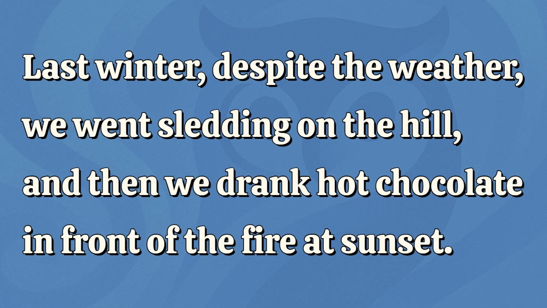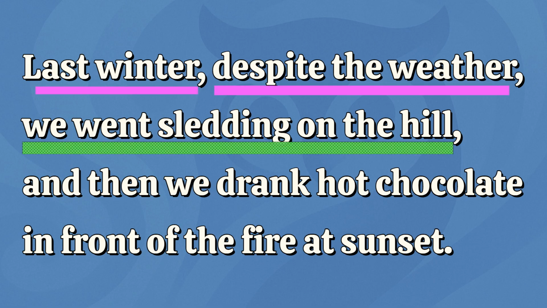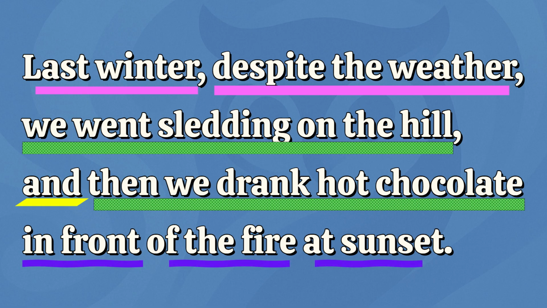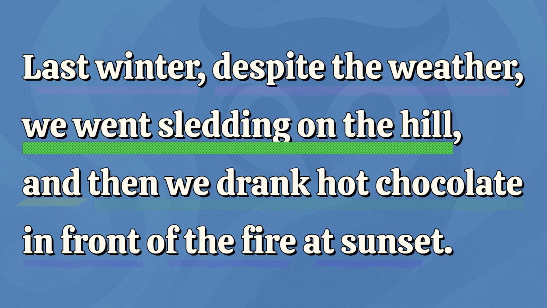Let's try this example. Last winter, despite the weather, we went sledding on the hill, and then we drank hot chocolate in front of the fire at sunset. Although there are several different parts to this sentence, 2 phrases, a complete sentence, a transition word, another complete sentence, and 3 prepositional phrases. The subject and predicate is contained in the first complete sentence, we went sledding. Everything else is just adding great details.